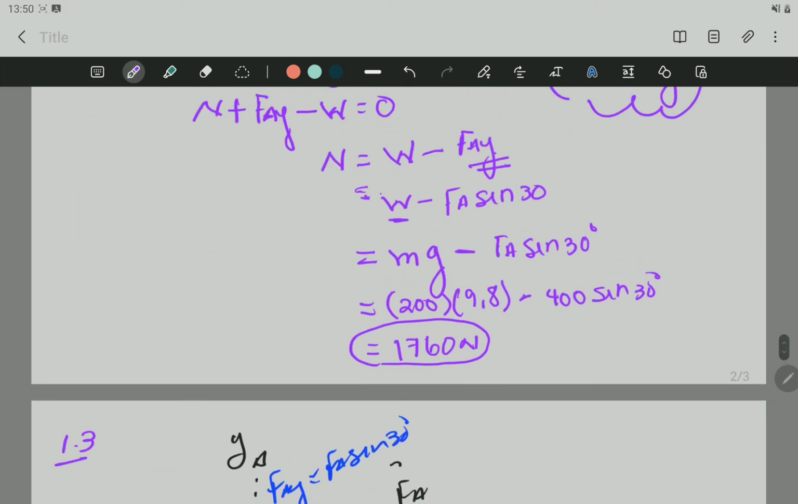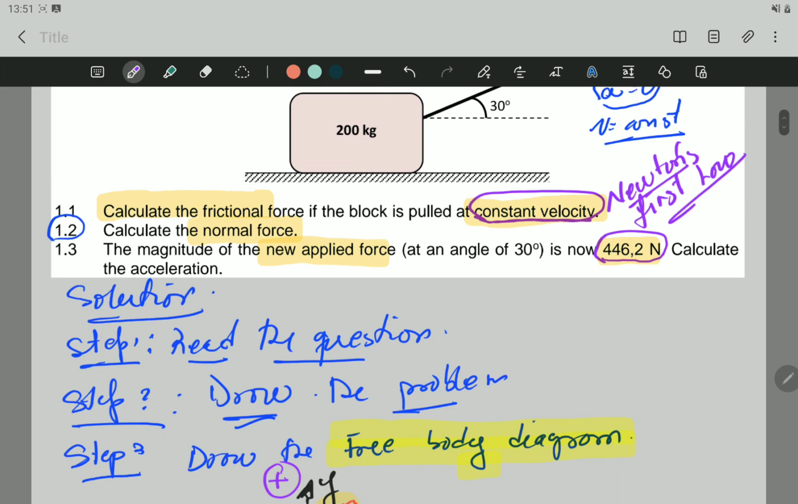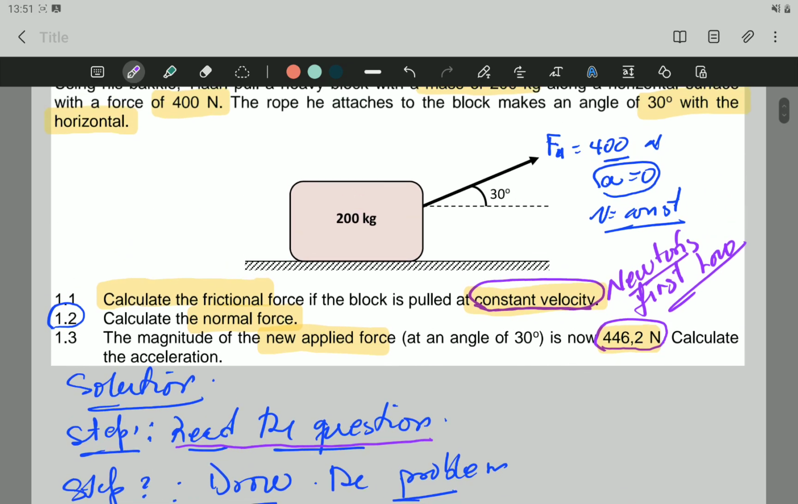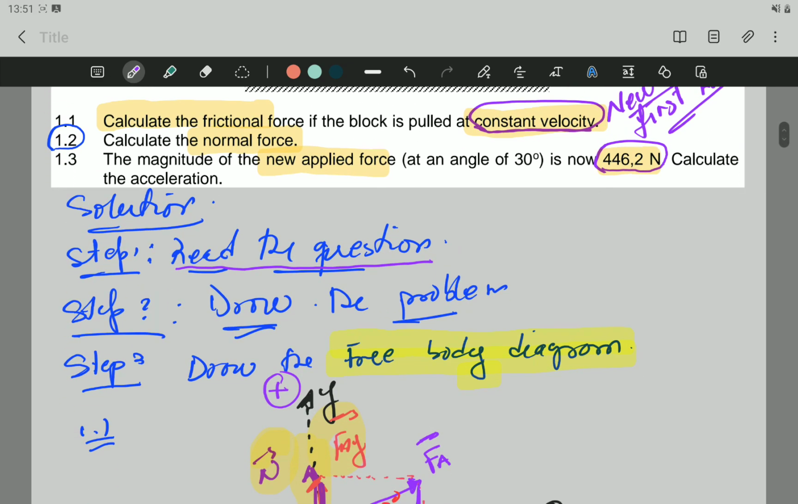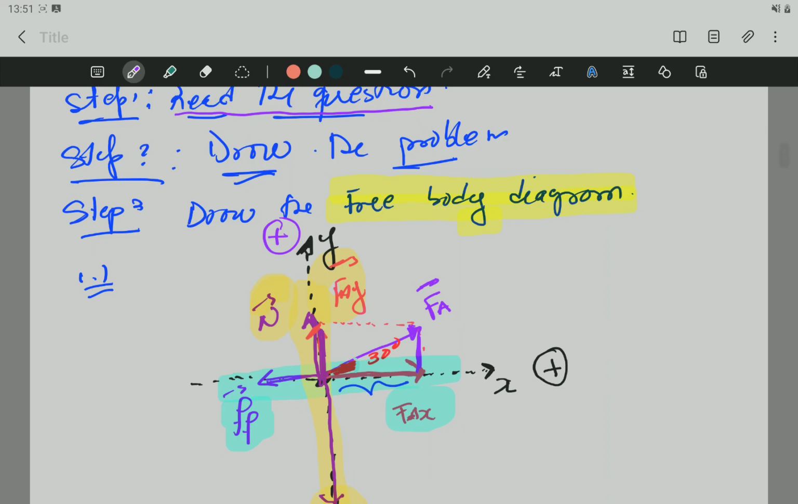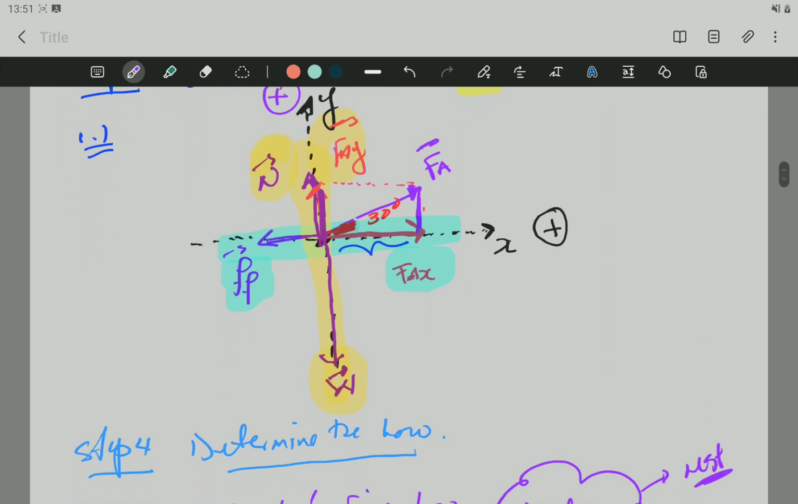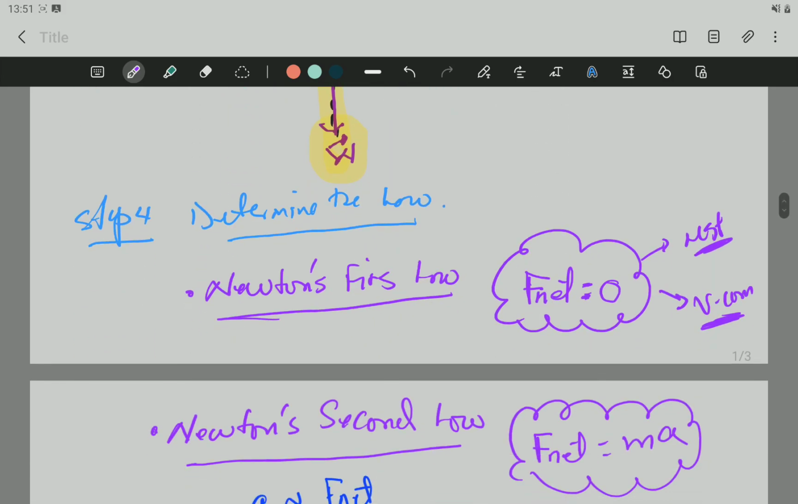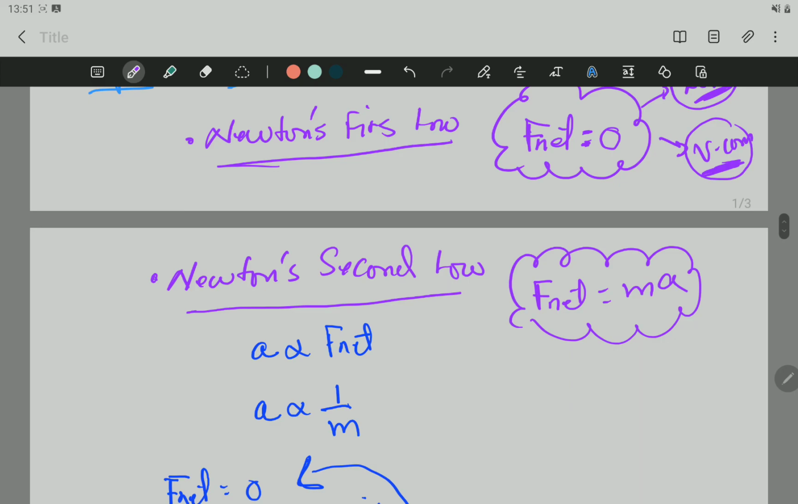Let's quickly go back and go through the steps. Step 1, when you solve a Newton's law problem, is to read the question as many times as possible. As long as you don't understand, you have to read the question again. Step 2, you have to draw the problem and write the data of the problem. Step 3, draw the free body diagram even if the question does not ask. And step 4, determine what law we can use. We have 2 laws to use here. Newton's first law, when the object is either at rest or the velocity is constant. Or we can use Newton's second law when the object is not at rest and is moving with an acceleration.